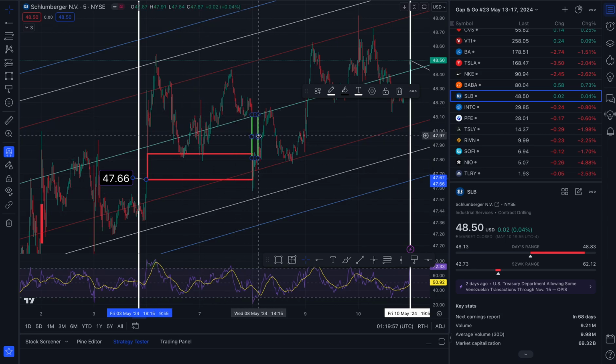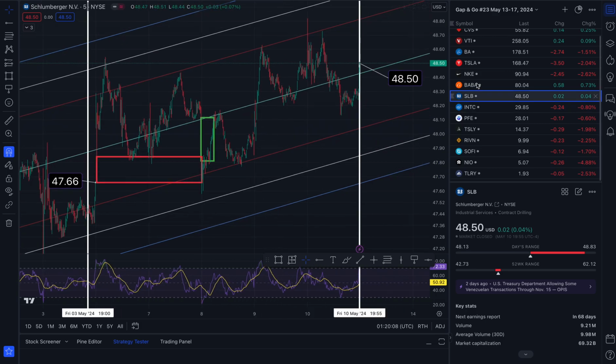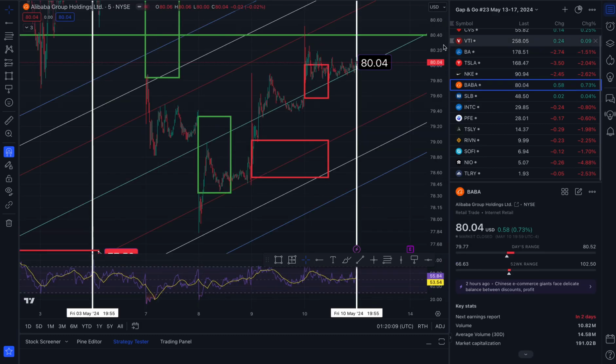And then this gap opened up. We gapped down, so I anticipate a gap up, and it closed right there at roughly 48.12. And from down here, this is resistance, and you know what happens. The next one is BABA.